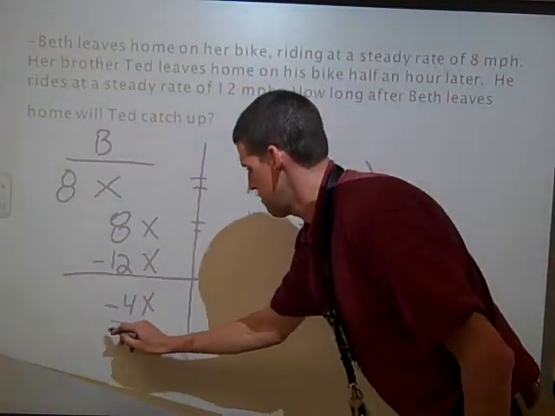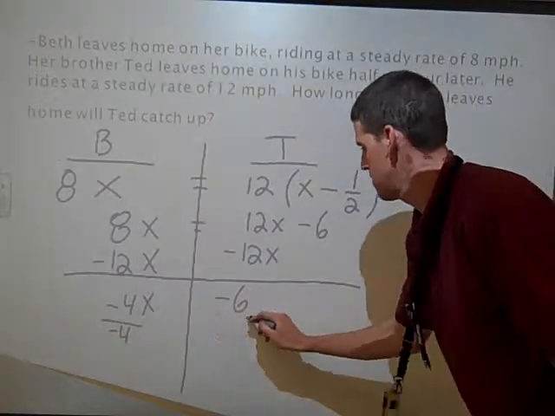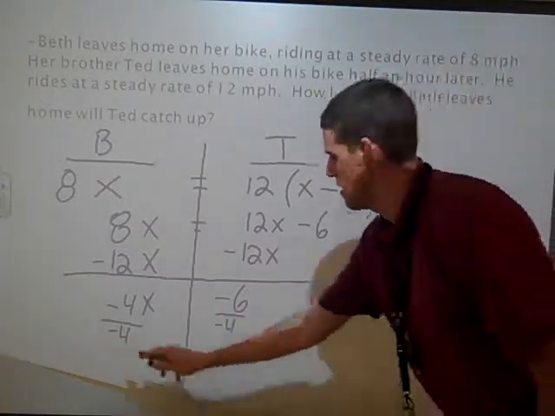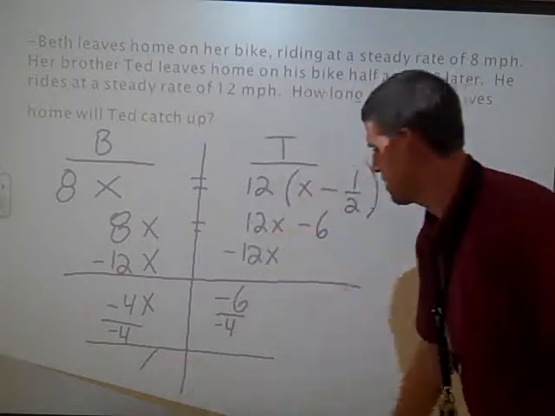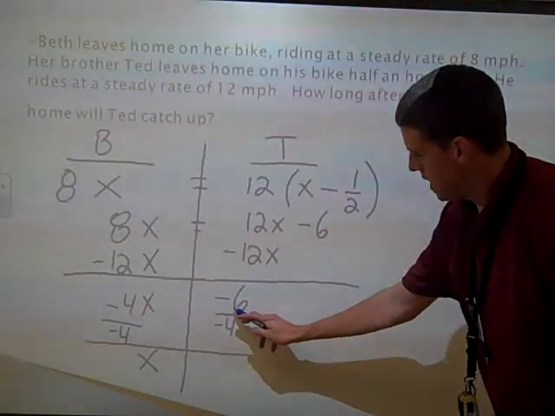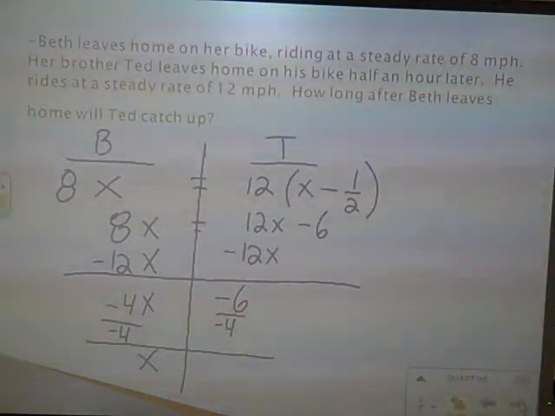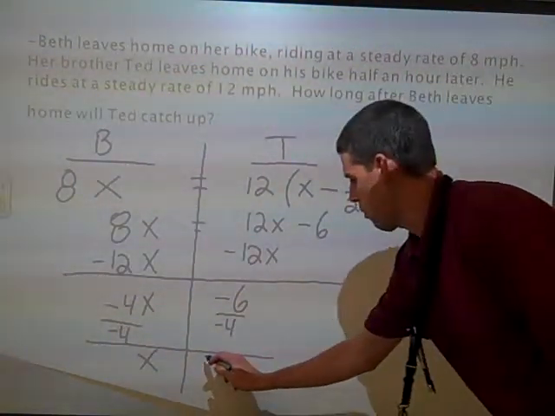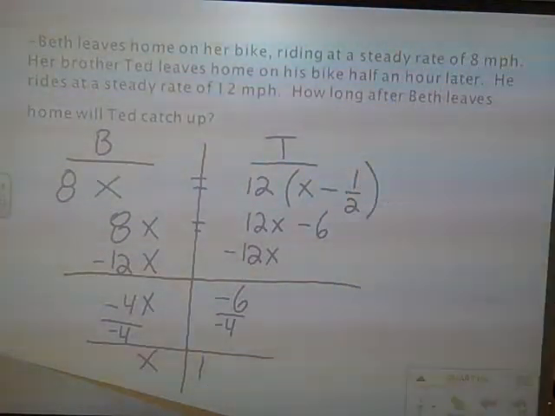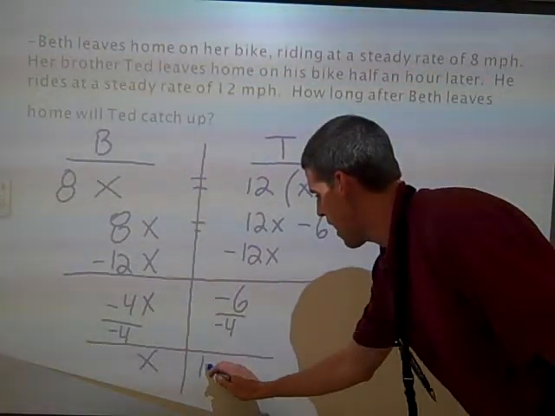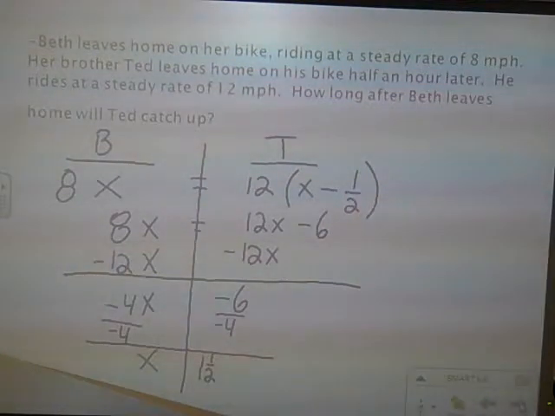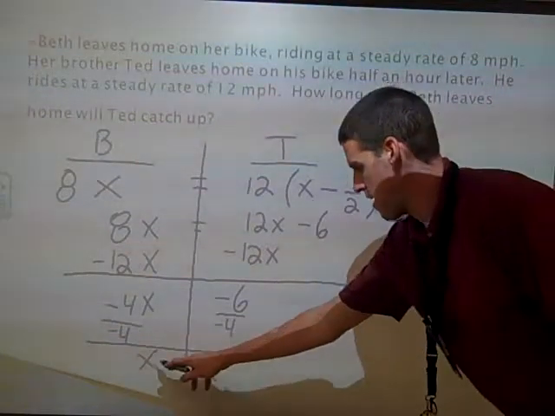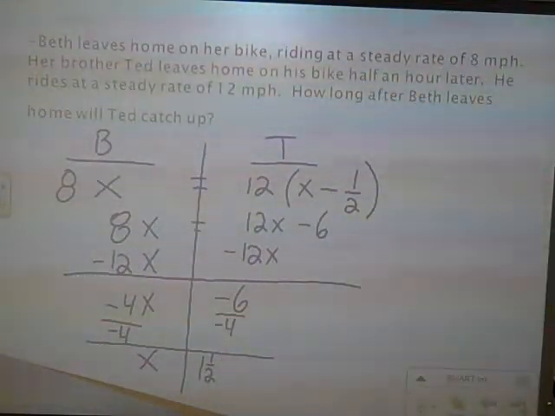Let's get rid of my negative 4. That leaves us with x is equal to negative 6 divided by negative 4. Negative 4 goes into negative 6 one time, and we then have a half left as well. A negative divided by a negative is a positive. So we get an answer of x is equal to 1.5 hours. Let's check to see if this works.